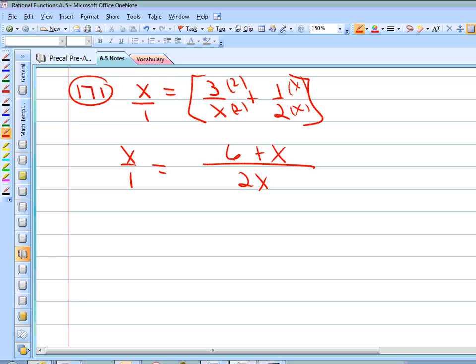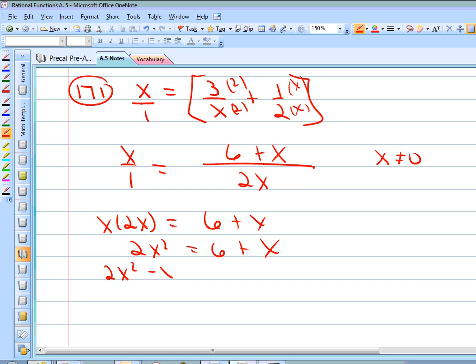Now I have two fractions. I go back to my whole cross multiplying. Before I do, I want to talk about restrictions. X could not equal 0 in this case. All right, let's cross multiply. So we have x times 2x equals 1 times 6 plus x. So 2x squared equals 6 plus x. That's a quadratic, so we're going to have to solve using quadratic methods. So I'm going to move the x over. I'm going to get 2x squared minus x minus 6 equals 0.